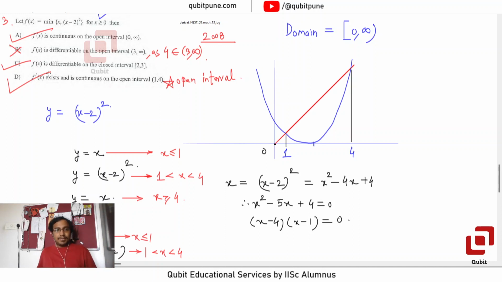f of x is differentiable on open interval 3 infinity. No, because 4 belongs to that interval. It is differentiable in the closed interval. Yes, 2 is greater than 1, 3 is less than 4. And D, f dash of x exists and is continuous on the open interval 1 to 4. That is also true, because in 1 to 4, what is the definition of the function? (x minus 2) squared.